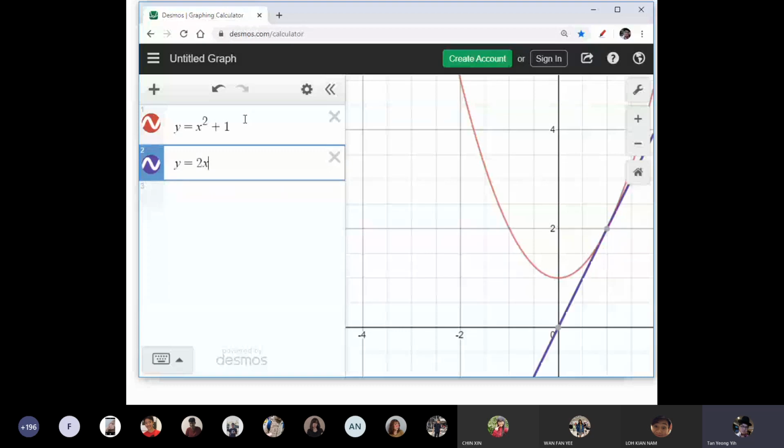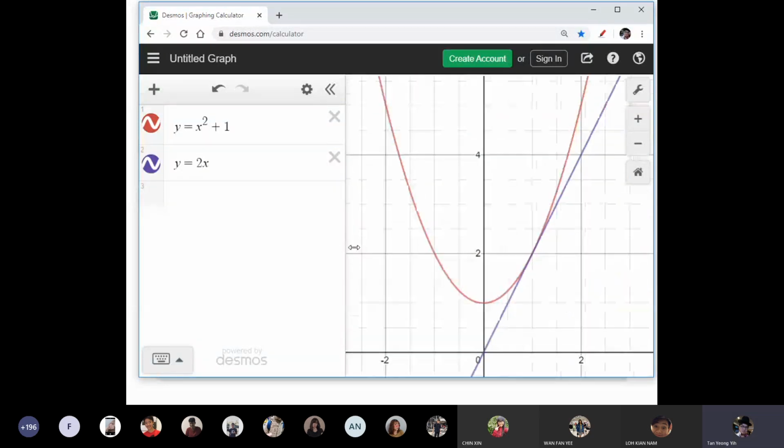So y equals 2x. Now this graph is y equals x squared plus 1. The curve, the red one, is x squared plus 1 equals y. To find the tangent at this point, when x is 1, from the differentiation and from the point, we actually get this tangent line. The equation of the tangent line is y equals 2x.